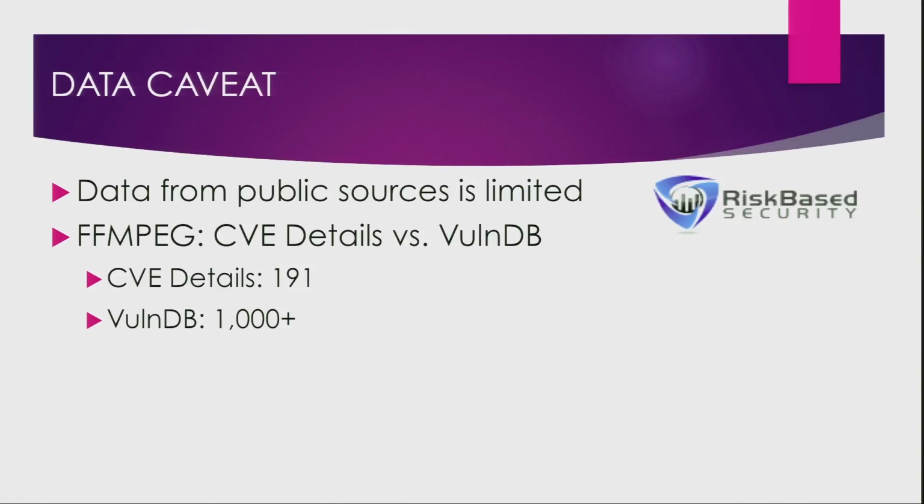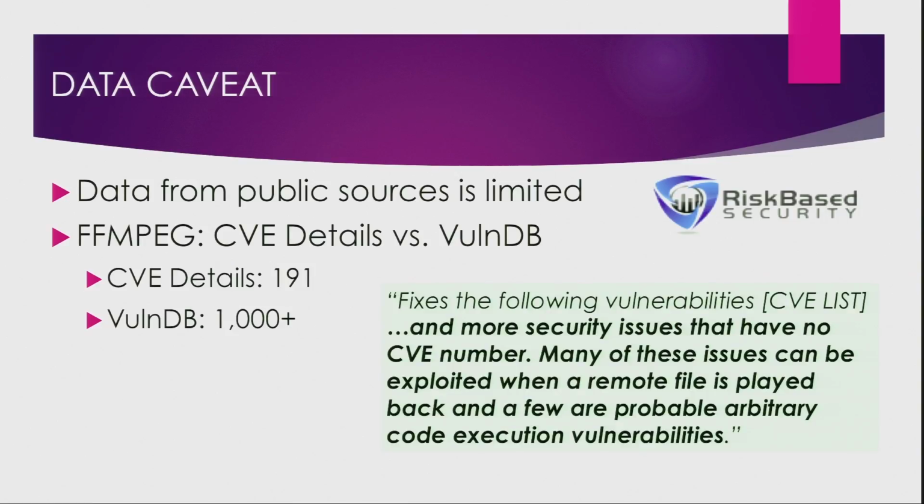However, there are private databases that will do code assessment and say, okay, this library fixed 4 vulnerabilities and silently patched another 8. Risk Based Security has a product called Vulnerability Database, VulnDB. If you compare CVE's 191 vulnerabilities to VulnDB's over 1,000 for FFmpeg, it would be easy to say, come on, RBS guys, math is hard, I know, but 1,000 to 191, how can you be that far off? FFmpeg themselves says on their website, this advisory fixes the following vulnerabilities and more security issues that have no CVE number. So vendors openly admit they patch things without documenting them. That's the other thing to be aware of when you're using third-party libraries: they don't always tell you what they're fixing when they release a new library.